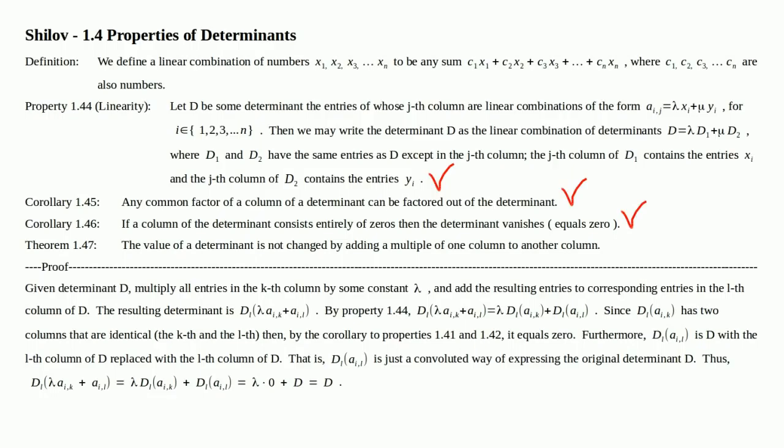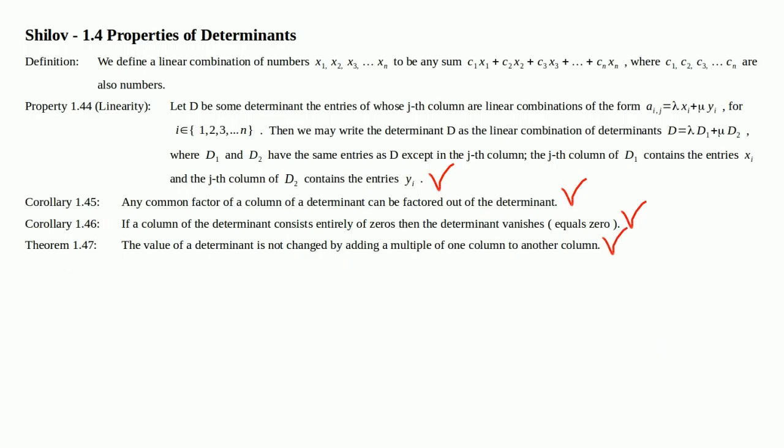So, thus, D sub L of lambda times A sub ik plus A sub il is equal to lambda times D sub L of A sub ik plus D sub L of A sub il, which is equal to lambda times 0, right, because that determinant has two identical columns, plus D, the original determinant, which is equal to D. So, QED, what have we done? We have taken one column, multiplied it by a number, and added it to another column, and it didn't change the determinant at all. It's the same determinant, D.